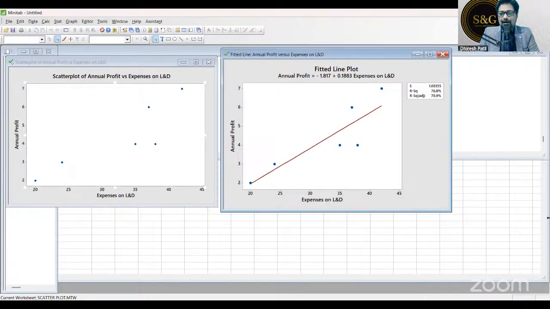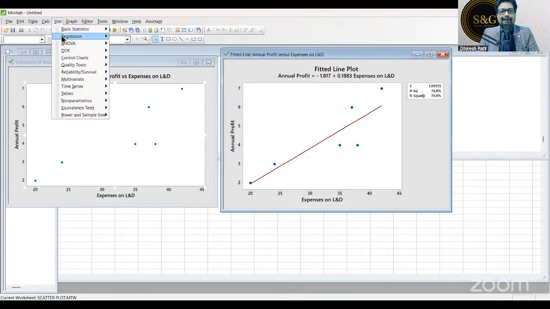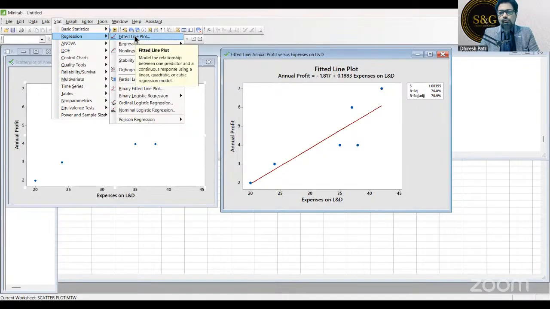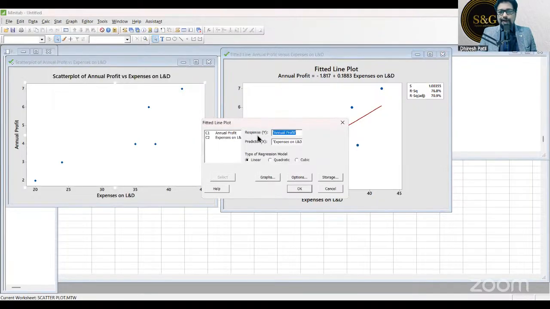Let me do it again. Go to Stat, Regression, Fitted Line Plot. Just follow this. There is a second option called Regression, and in Regression there is a first option called Fitted Line Plot. Once you select this, in Y, which is our output, just select profit, double click on annualized profit. In X, select expenses as we have done in the earlier case, and click on OK. That's it. Once you click on OK, you will get this graph.